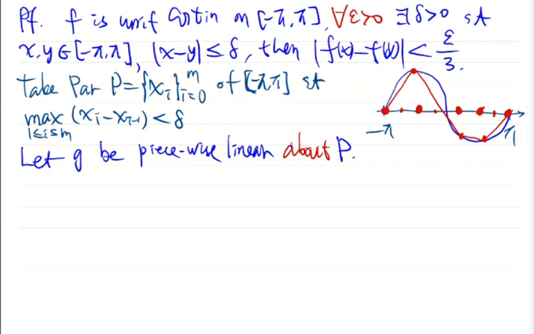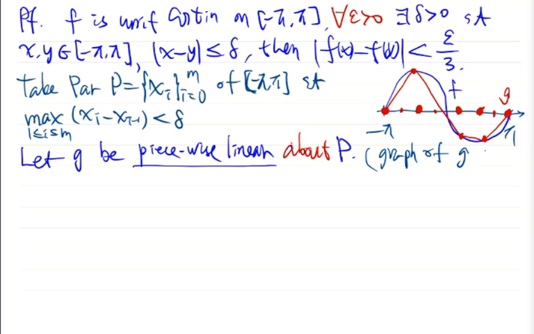So this is g. The blue one is our f. You have a partition P of the interval. Then you take the corresponding points on the graph of f, and you connect the points on the graph of f. This is the graph of a so-called piecewise linear function, determined by the partition P.